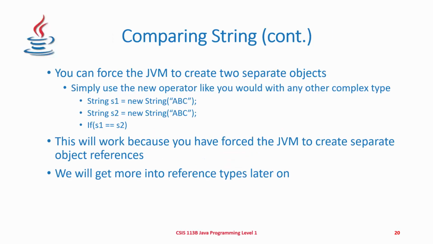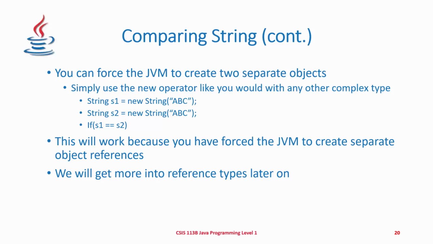And so here's a good example of how to test out what we were just talking about. You can actually force the Java virtual machine to create two separate objects, meaning two different locations in the heap that contain the same value. So in this example, you can see we're using the assignment. We're declaring string s1 equal, now we're using the new operator, and then in parentheses for the string class, we're passing to it ABC.